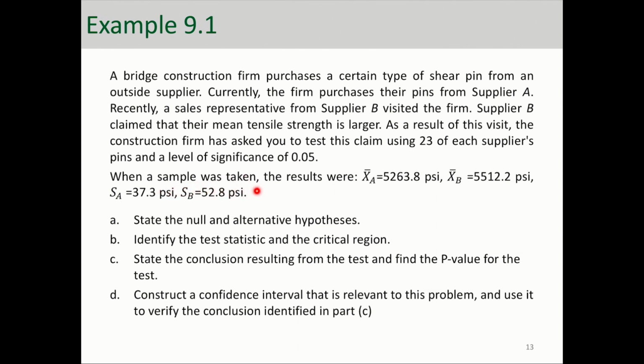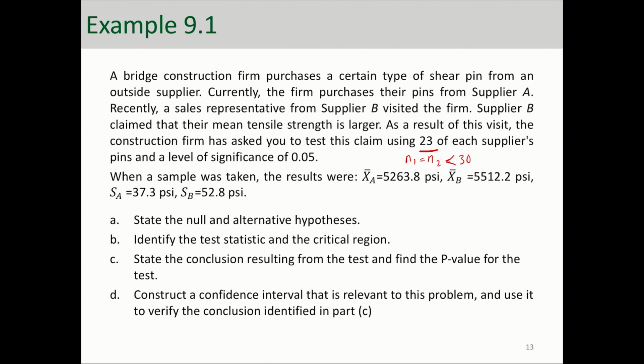When a sample was taken, the results were here. Okay, so basically this is a very common application of a two-sample test, when you're comparing, in this case, two suppliers, two populations, quote unquote. And we want to see if the mean tensile strength of supplier B is larger than A. So what we do is we take samples of each one and we do the test. And something that is very important here is that the sample sizes are less than 30, right?